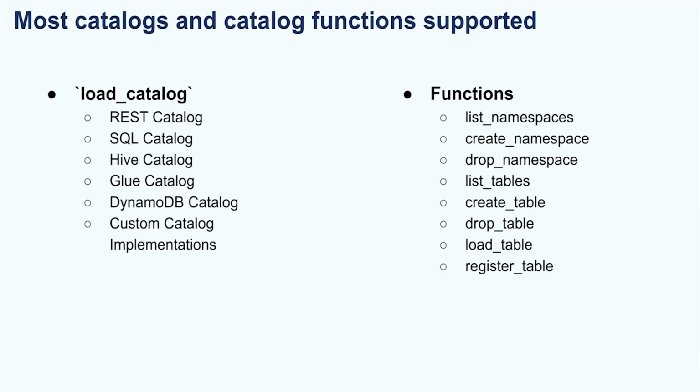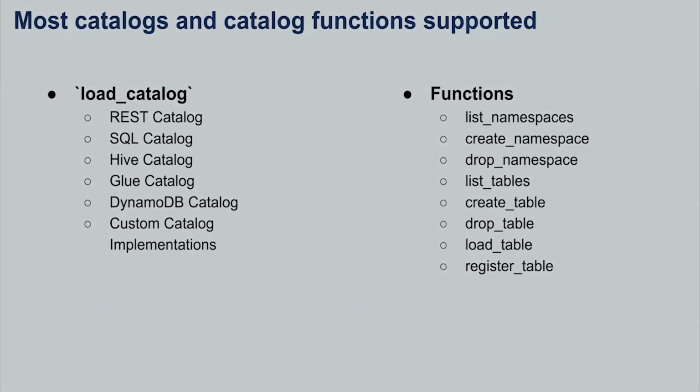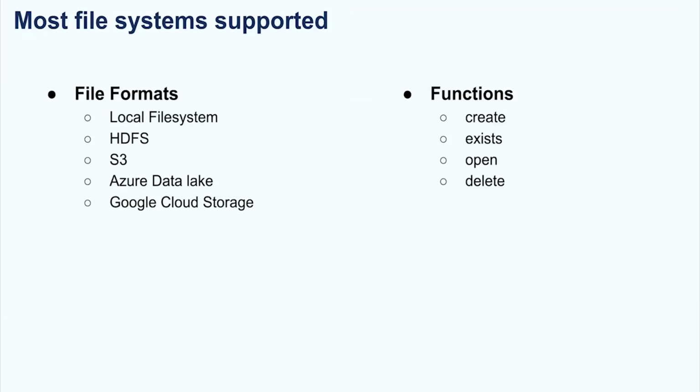So it's a native Python for loading catalogs. It supports all catalogs: REST catalog, SQL catalog, Hive and Glue and all these things. And it would let you run all those discovery operations, listing namespaces, dropping namespaces, listing tables, etc. And it supports most of the file systems. You can go back today and do it on your laptop with an SSD.